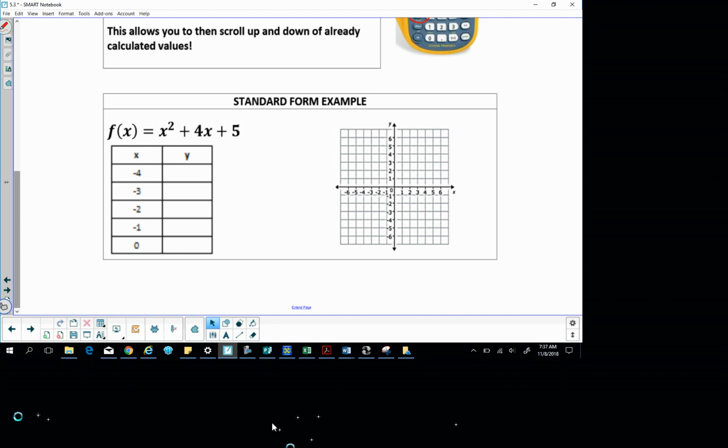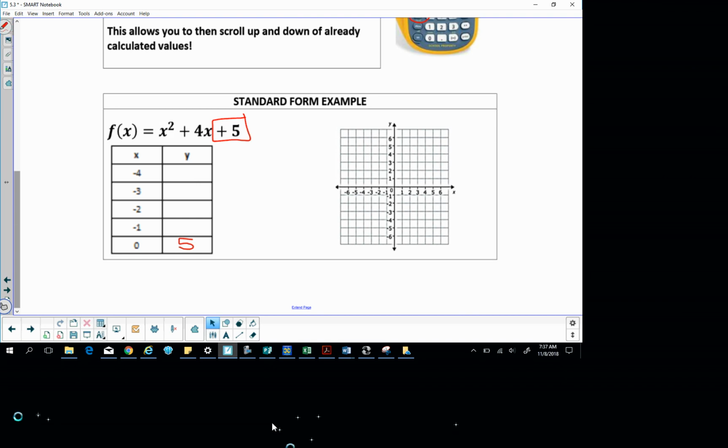What's that called? Not coefficient. What's the other C word? Constant, right? That constant. So we know the y-intercept at 0. We know it's 5 without even typing anything in our calculator. We know at 0 it's 5 because that's our y-intercept.